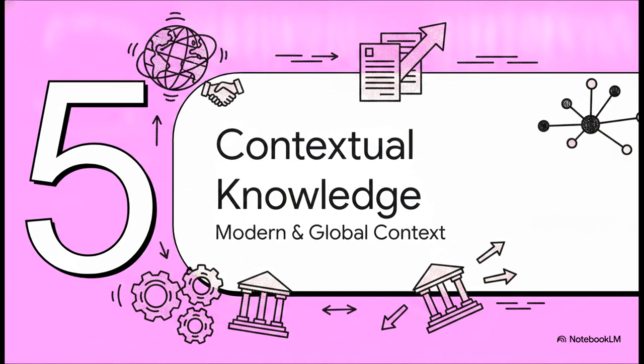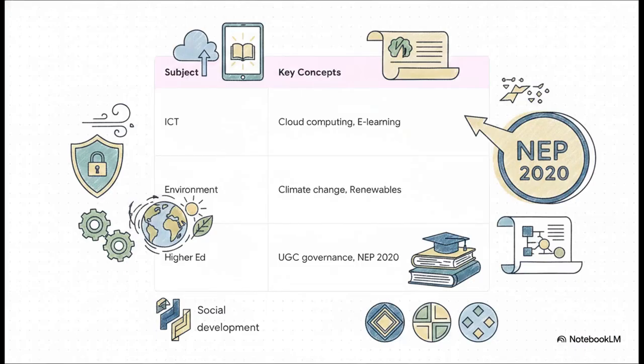Next up is Section 5, Conquering Contextual Knowledge, covering Skill Bucket 3, Modern and Global Context. This final bucket is all about testing your awareness of the broader world that's actively shaping your future institutions. For ICT, you've got to understand modern tools, things like cloud computing and cybersecurity. Then there's the Environment Unit, which connects climate change and renewables directly to socioeconomic development. And finally, Higher Education. This one is heavily policy-oriented. You need to understand the governance of bodies like the UGC and AICTE, and definitely pay special attention to the massive, massive shifts introduced by the National Education Policy 2020.